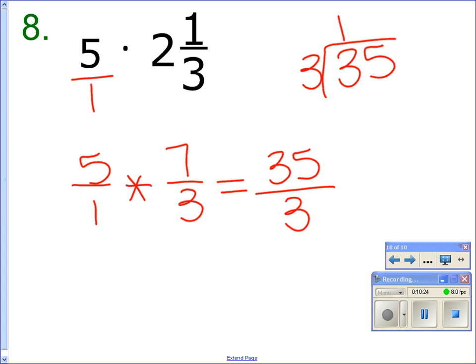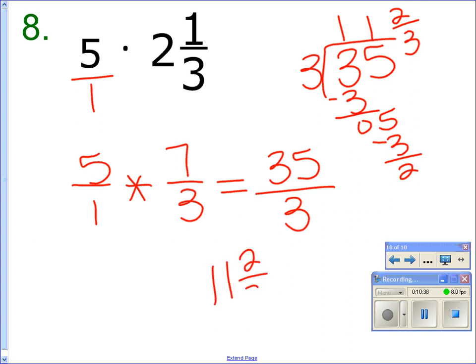3 goes into 3 one time. 3 minus 3 is 0. 3 goes into 5 one time. 5 minus 3 is 2. That becomes the numerator. Your final answer should be 11 2/3.